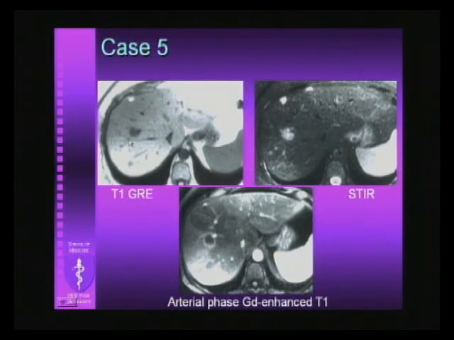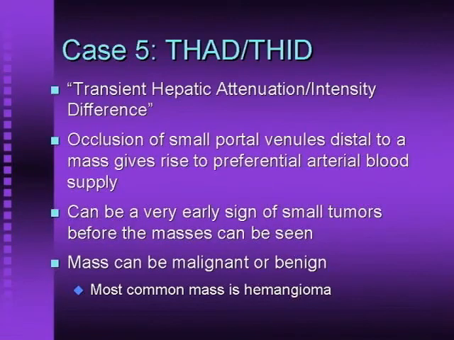Here are some other images, the T1 and T2 weighted acquisitions. You can also see some other lesions in this patient's liver. And the question is, what is causing this perfusion abnormality? If you see this on a CT, it might be more familiar to you, but we also see the same kind of finding on an MR. This is referred to as a THID on CT or a THAD on MR, that perfusion abnormality. It's a transient hepatic intensity difference, and it's due to the small portal venules distal to a mass being occluded, and that gives rise to preferential arterial blood supply.